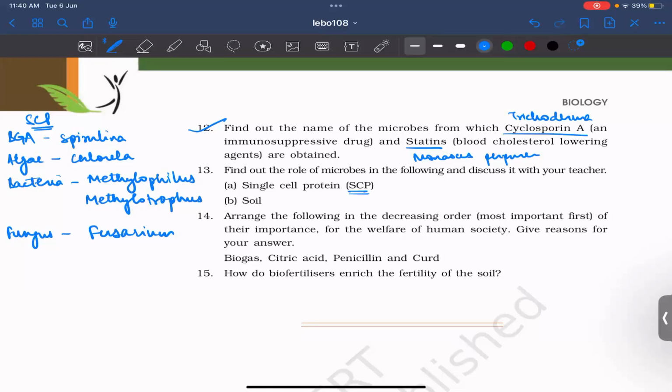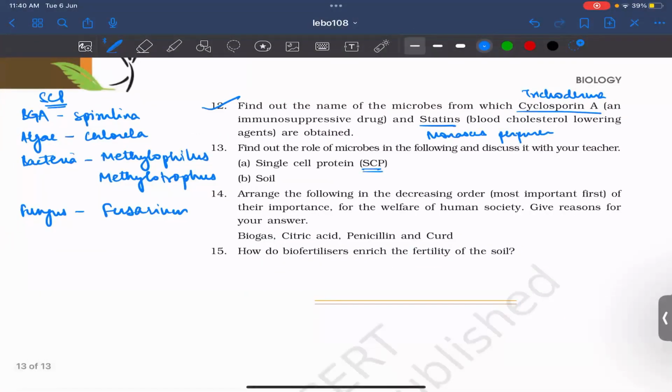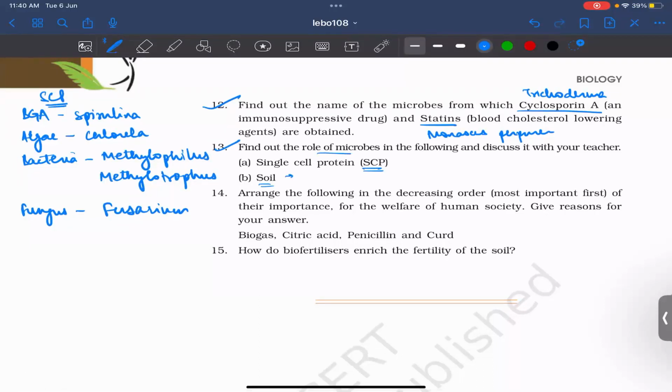For example, when you consume paneer, which is also rich in protein, or chicken or non-veg, which is also rich in protein. But for vegetarian diet, which are the substances which are rich in protein is fungus, is a single cell protein. Now for soil, you can just discuss in soil the role of microbes. For example, then there are fertilizers. Then the pathogens, you can discuss the pathogens present, and so on.